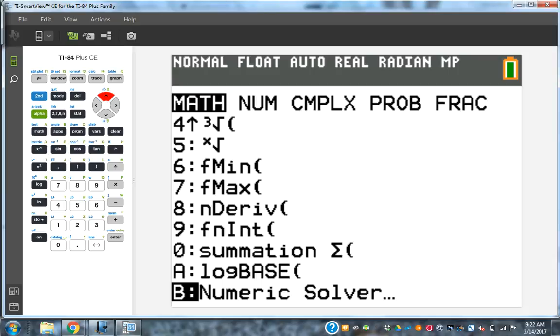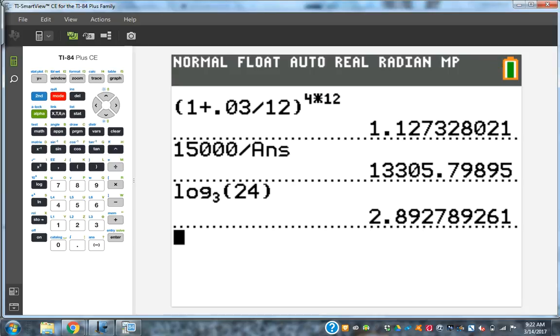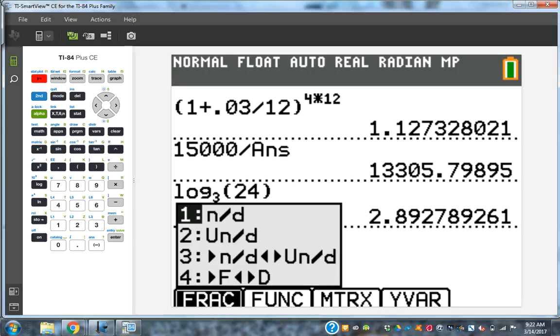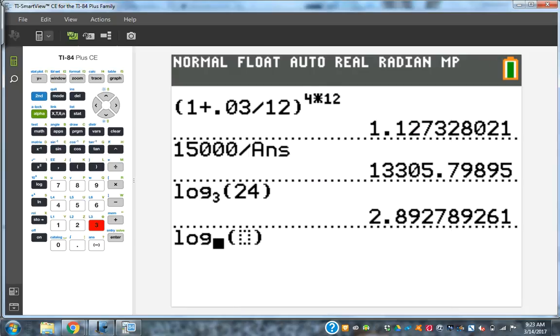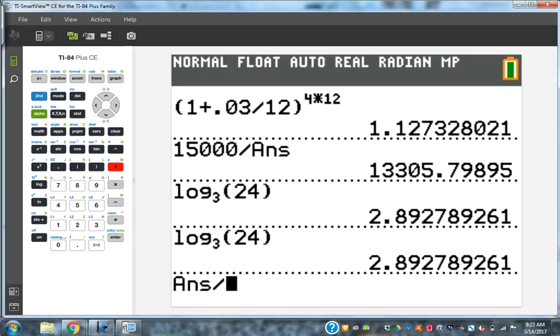All right. So you can do it that way. I'm fairly certain somebody's probably already figured out that you can press a different button, like Alpha F2. Yeah, that'll get you there. Or you can press Alpha F and then the window button, and there it is. So it's about the same either way you get there. So log base 3 of 24. We're getting that answer, and then we're dividing it by 5.